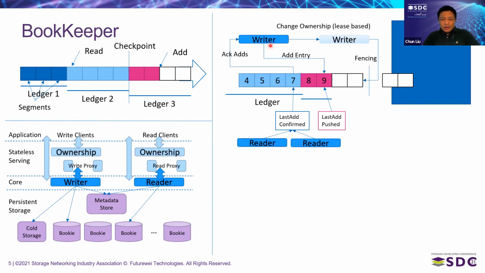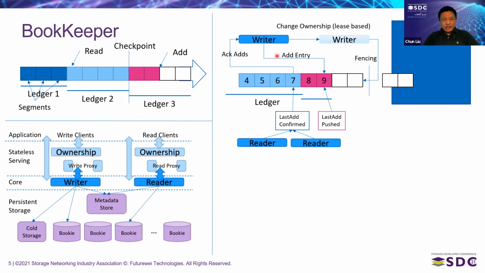So when the writer adds an entry, the last add pushed position is updated. This is a consistent view among writers. When the quorum of bookies acknowledges the write, the last add confirmed is updated. This is the consistent view among readers.